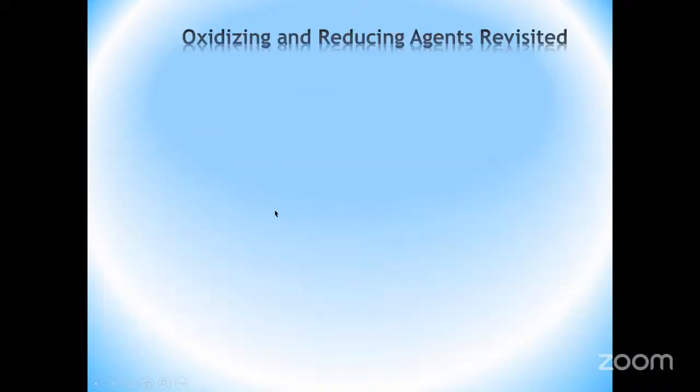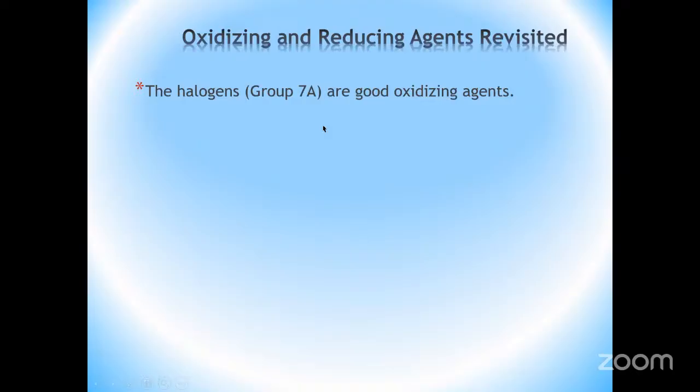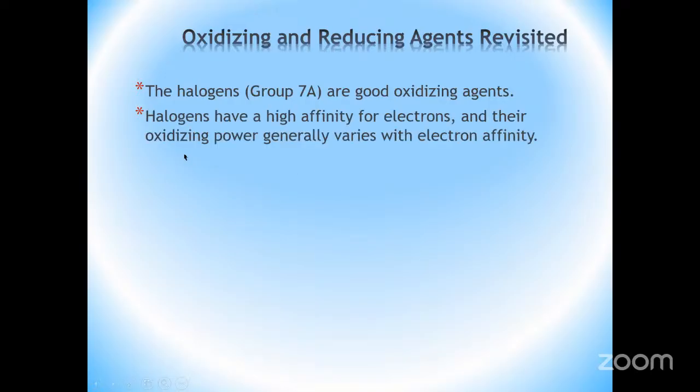Okay, and then we're going to look at another property with respect to group 7A elements, and that is their oxidizing properties. If you remember, oxidation involves loss of electrons, reduction involves gain of electrons. What you'll find is that halogens have a high affinity for electrons, so they tend to oxidize other substances that come into contact with them.